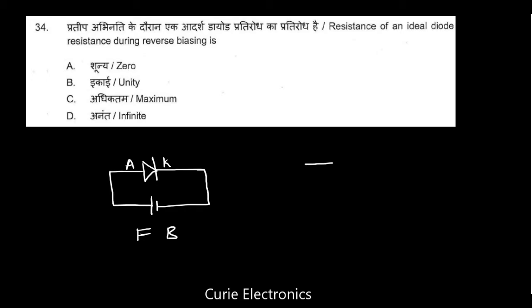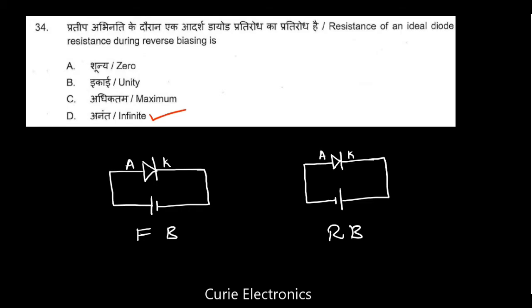But when it is reverse biased, that means we connect the anode to the negative supply and the positive to the cathode. This is the reverse biasing of the diode. For an ideal diode, when it is reverse biased, it will have infinite resistance. Practically it is very high, but ideally infinite.